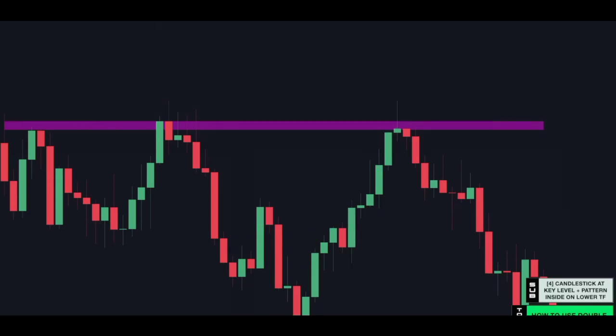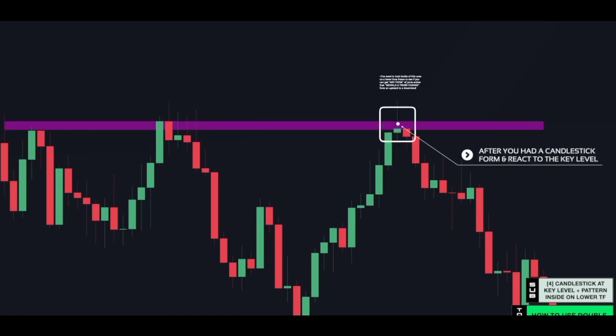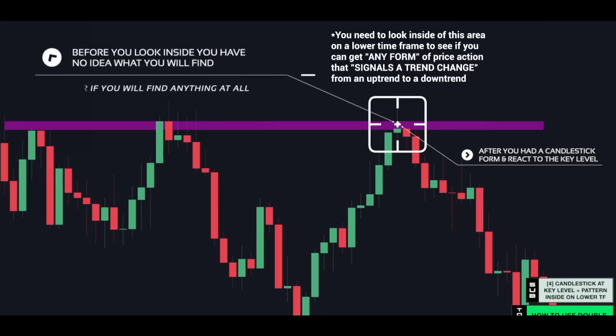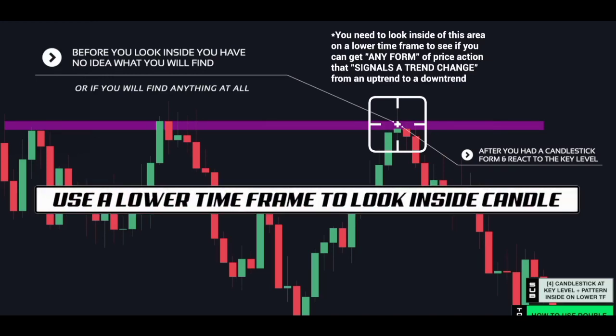So what you need to do is after you have your long wick candle react to the level of resistance, you need to look inside of this area on the lower time frames to see if you can get any form of price action that signals a trend change from an uptrend to a downtrend. Now, this is a very key point. Before you look inside of this area, you have no idea what you will find or if you will find anything at all. So let's pull up a lower time frame, specifically the 6-hour time frame, and put it beside this one.